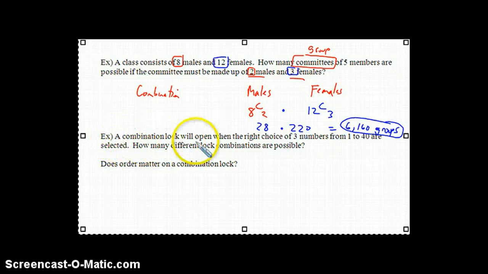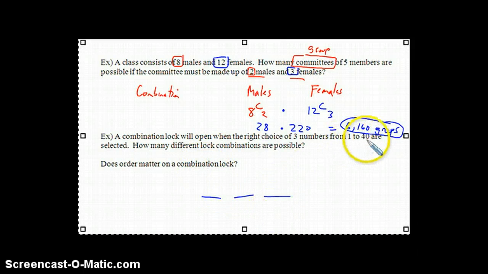Next one, a combination lock will open when the right 3 numbers from 1 to 40 are selected. How many different lock combinations are possible? So I would choose for this one to use the counting principle, because here's what I'm thinking when I do this problem. I have 3 different numbers that I plug in to make my combination. And order is important on a combination lock. So order is important, so I'm not going to use combinations, and I'm not even going to use permutations at all, because I think the counting principle is going to be a lot easier.